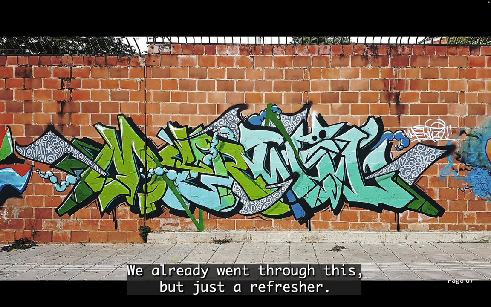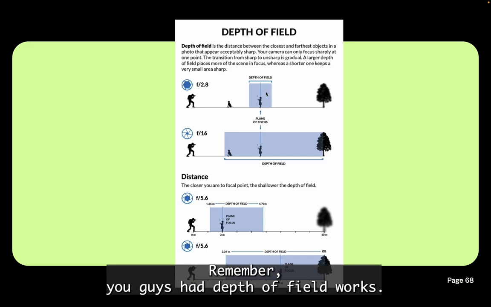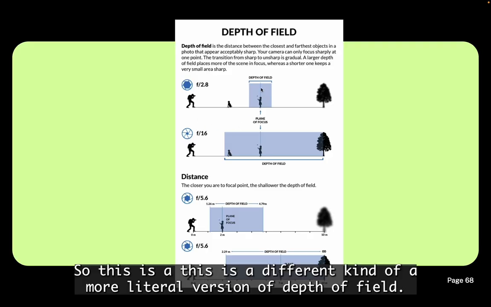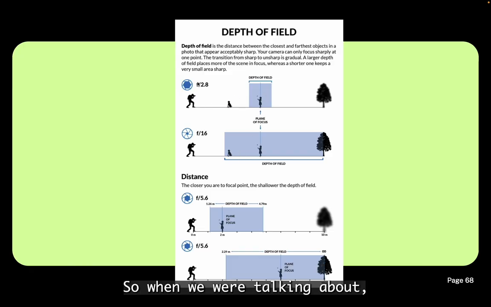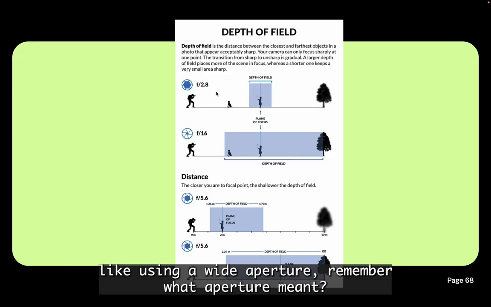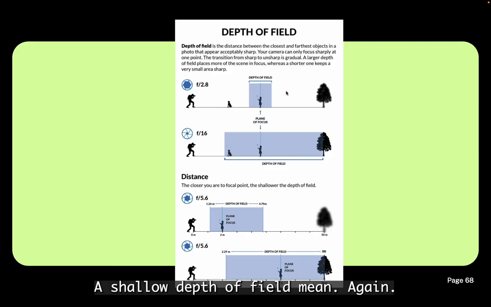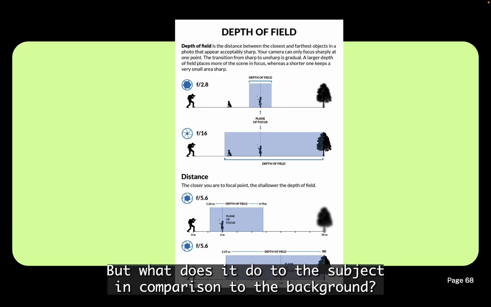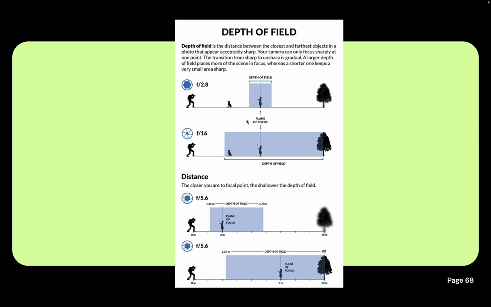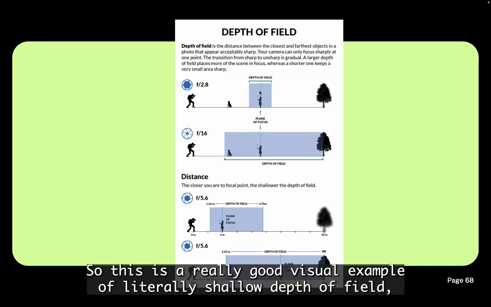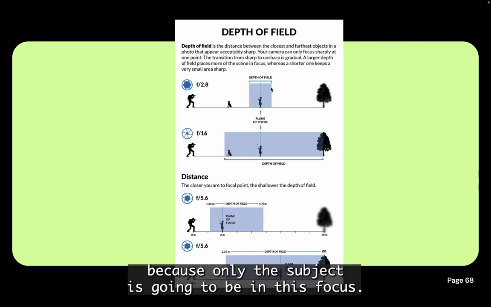Depth of field, we already went through this. But just a refresher. Remember, you guys, how depth of field works. So this is a different, more literal version of depth of field. When we were talking about using a wide aperture, remember wide aperture meant shallow depth of field, right? What does shallow depth of field mean again? Yeah, wide aperture. But what does it do to the subject in comparison to the background? Focus on the subject versus the background. Exactly. So this is a really good visual example of literally shallow depth of field, because only the subject is going to be in focus.